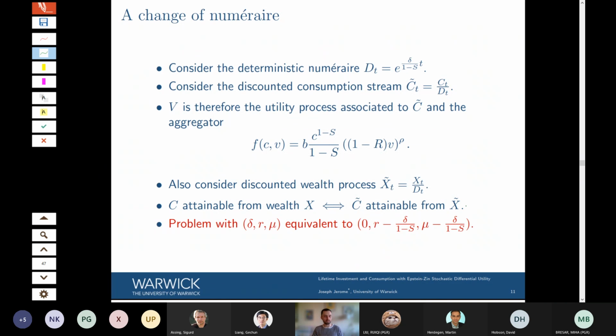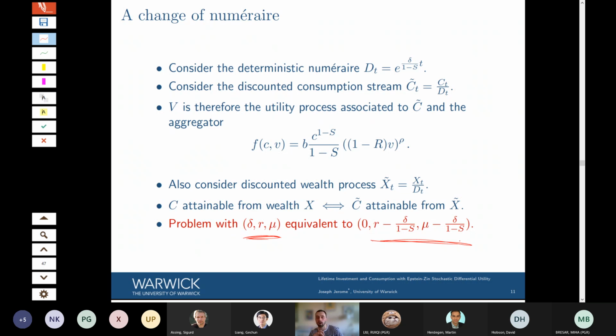And so what this is saying, the main takeaway from this, is that the problem with parameter combination delta, R, mu is going to be equivalent to the problem with parameter combination 0, R minus delta over 1 minus S, mu minus delta over 1 minus S. And essentially, what we're going to do from now onwards is assume that delta is equal to 0, and this ends up being without loss of generality.